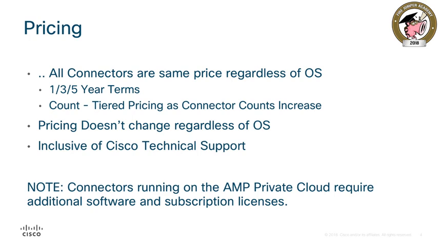In addition to the straightforward pricing, it's important to note that AMP for Endpoint subscription licenses are also inclusive of Cisco technical support. There are no additional licenses or PIDs to add for the customer to receive support. One other important note, purchasing only AMP for Endpoints connector licenses allows access to deployment on the public AMP Cloud infrastructure. Customers wanting to deploy on AMP Private Cloud require purchase of additional software and subscription licenses that are not covered in this training and are available in the AMP Private Cloud ordering guide.